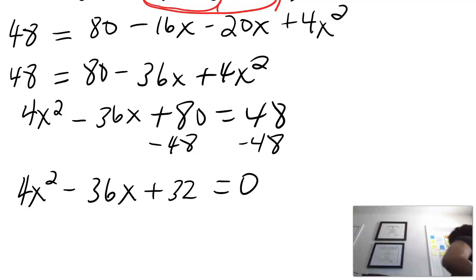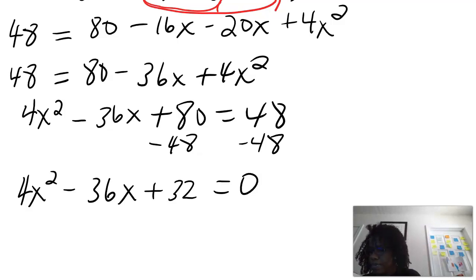Let me grab my calculator, double check. 80 minus... it's 32. Yeah, that was right. All right, so now it equals 0.